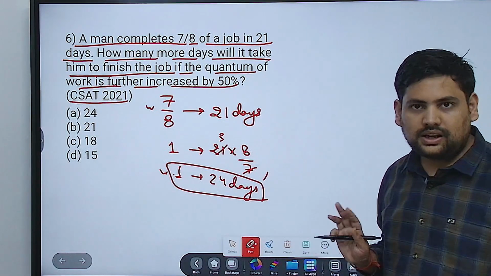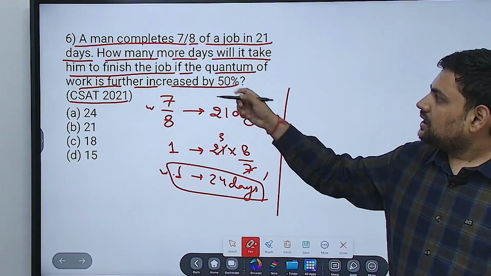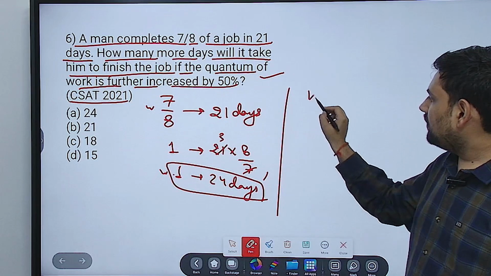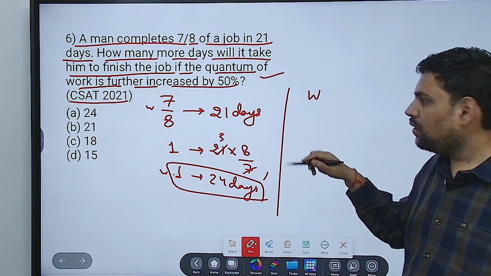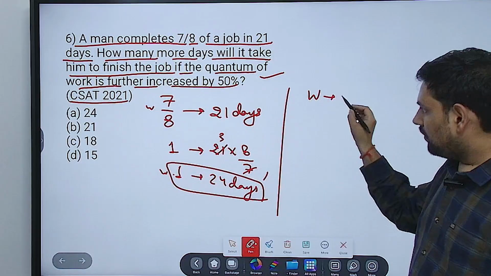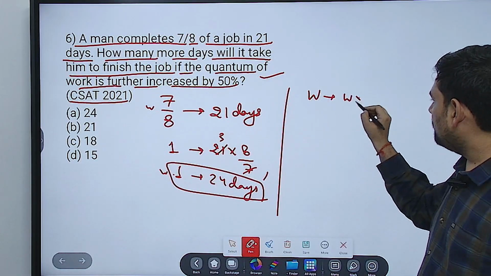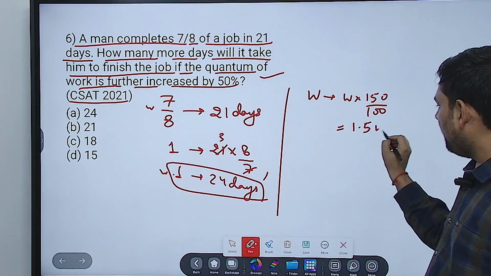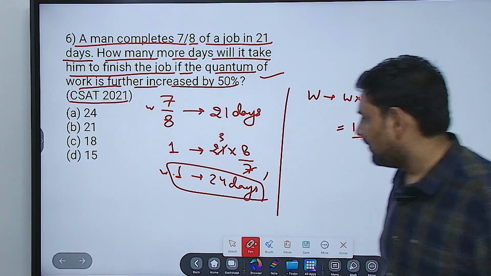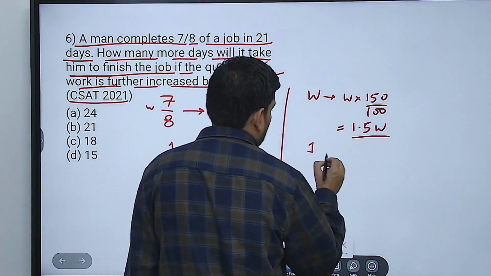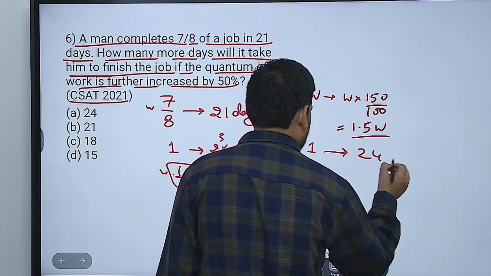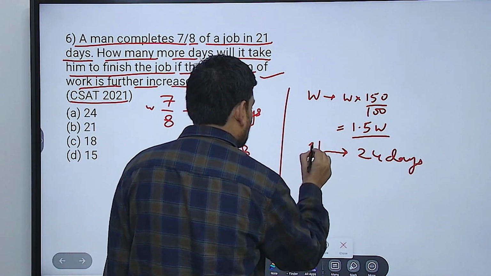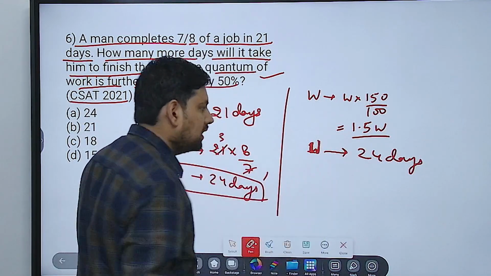Now this you understand. After that, it is said if the quantum of work is further increased by 50%, that means whatever was the W, now it became W into 150 by 100, or 1.5 W. Now, for one, it is taking 24 days for W to be completed.